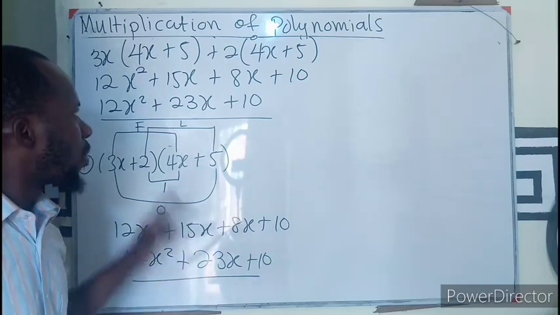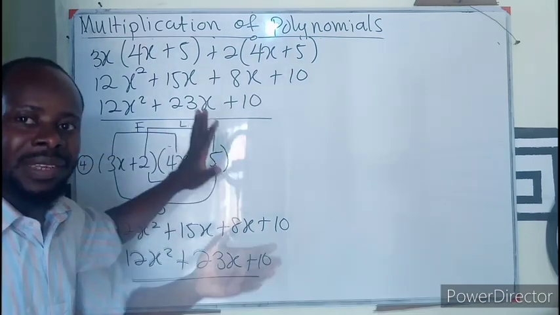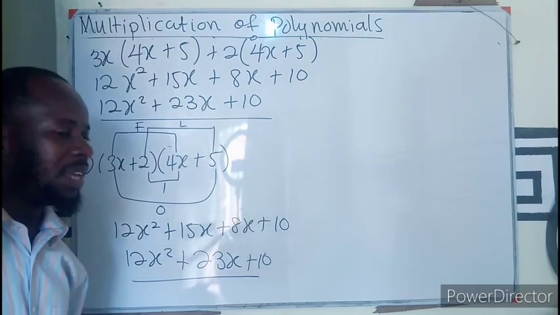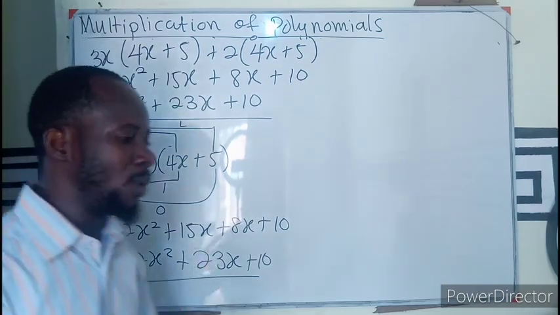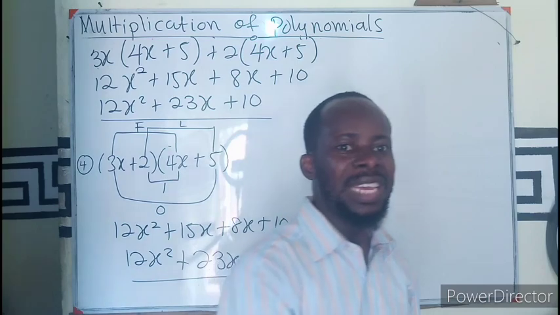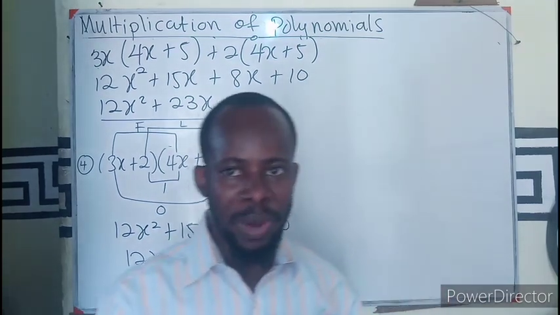I believe the concept of multiplication is clear. So all of these can easily be multiplied if you follow the laws of indices and distributive property.